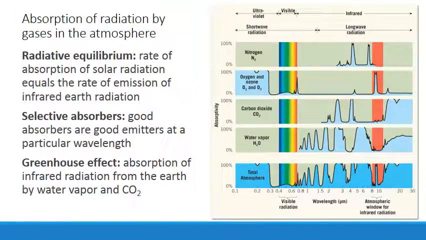This diagram is very similar to figure 2.12 in your textbook, and it shows the effectiveness of selected atmospheric gases in absorbing incoming shortwave radiation. So in this diagram, I want you to notice that the shortwave radiation, solar radiation, is over on this side of the line. Okay, so from the middle of the graph to the left.